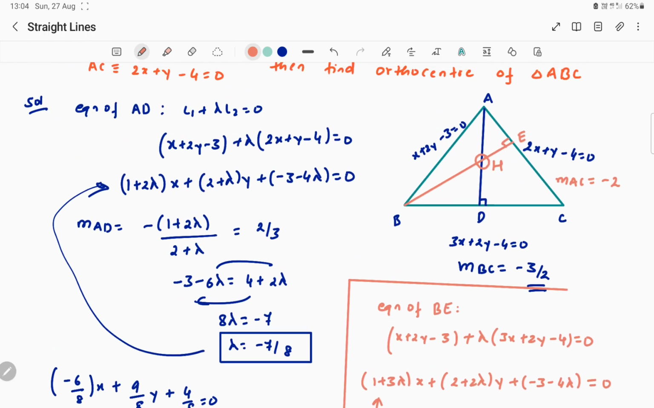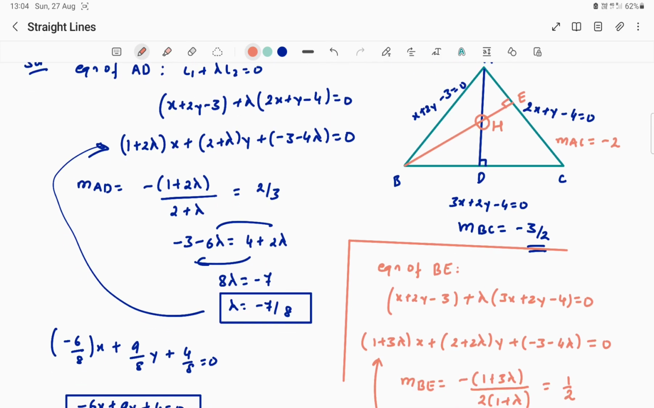The logic is simple. Find the equation of AD using family of lines and use m1 m2 equal to minus 1. Similarly do it for the other side. Solve any two and then you get the orthocenter.